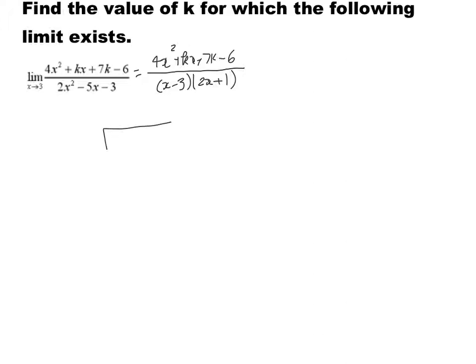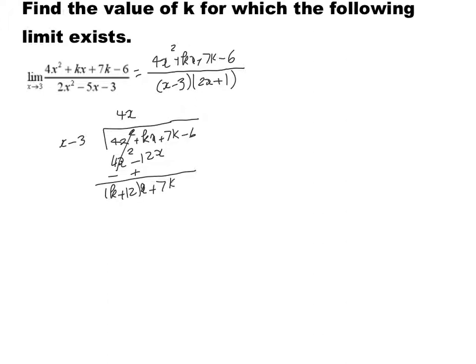So I'm going to set up 4x squared plus kx plus 7k minus 6 divided by x minus 3. The first term is going to be 4x, because 4x times x minus 3 gives me 4x squared minus 12x. Changing the sign, 4x squared minus 4x squared gives me 0. So I get kx plus 12x. So I get k plus 12 times x, plus 7k minus 6.